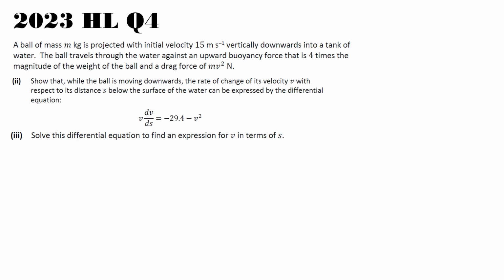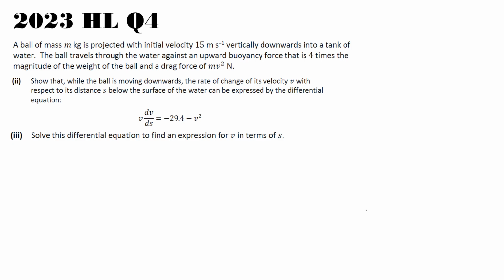So our first step, once we have the differential equation, is to separate it. What we mean by that is we want to move our variables to each side. So here, what we're going to do, we're going to bring the whole 29.4 and the v squared across. You can do that with the negative. You can leave the negative on the other side.